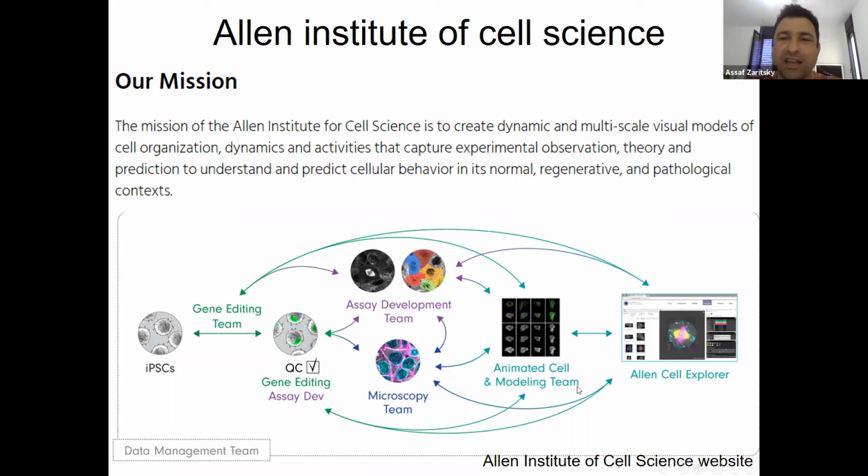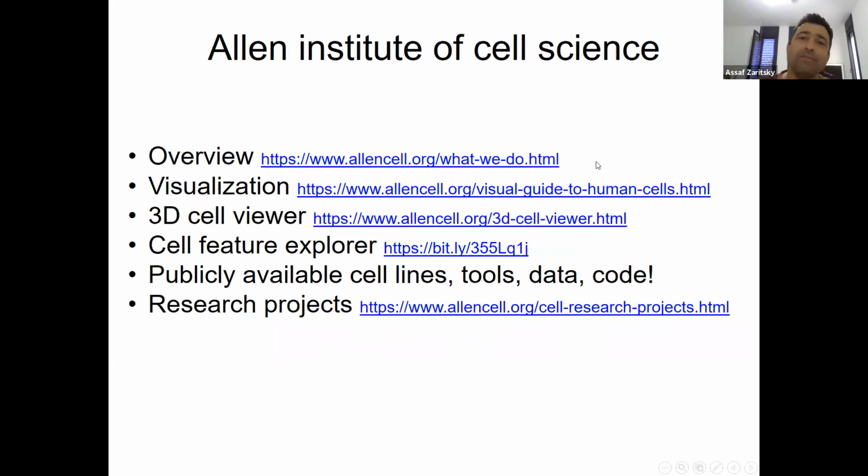So what you see here is what they do and all the contributions that they make. They have visualizations. You can look at the Allen Cell Explorer. You can look at how cells look and how they are composed. They develop cell lines with gene editing, and they do quality controls, and they develop different assays, and they do microscopy and so on. It's really cool, and I included a few links here. I'm not going to go into that because of time, but I really recommend you look at their website. It's fantastic.